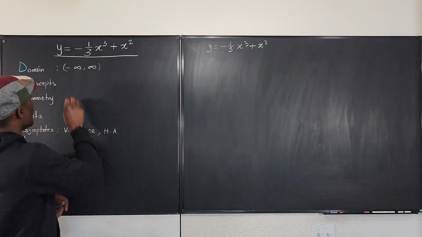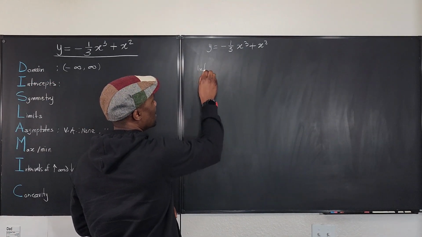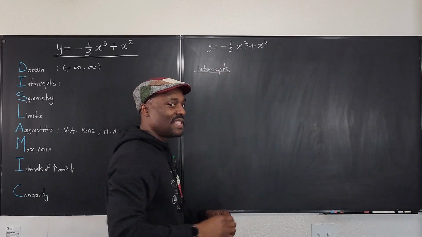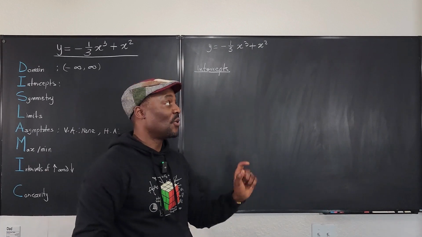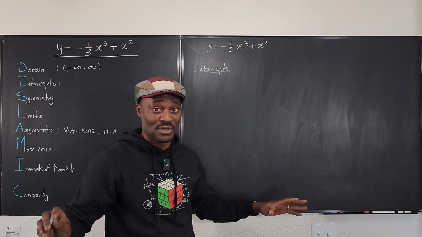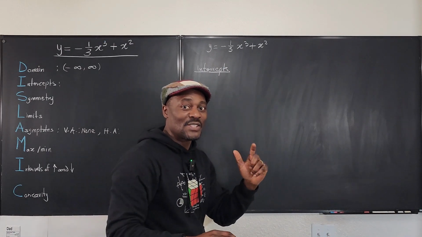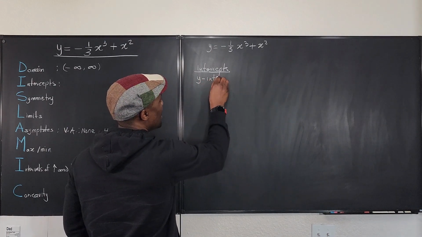What are the intercepts? Now, one thing I want to say about intercepts is always start with the easier one. Start with the value of y when x equals 0, because it's easy to determine. You just need to plug in 0 into whatever function you're given. Find the value of y when x is 0, and that's what we call the y-intercept. So always start with the y-intercept, okay?